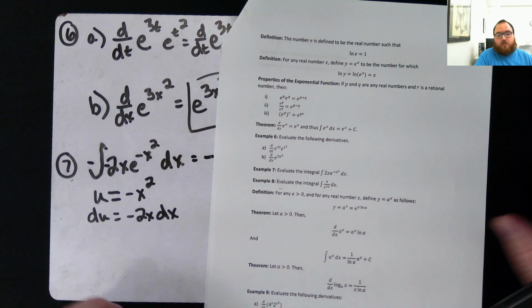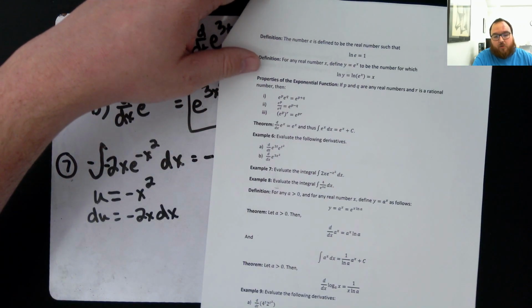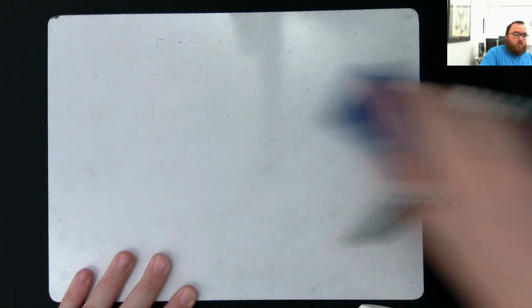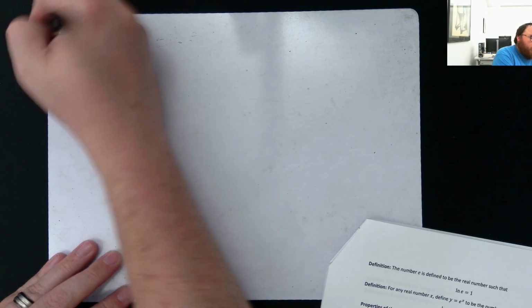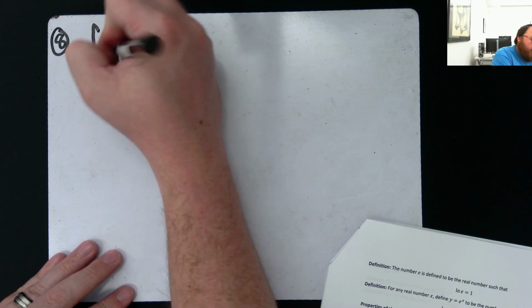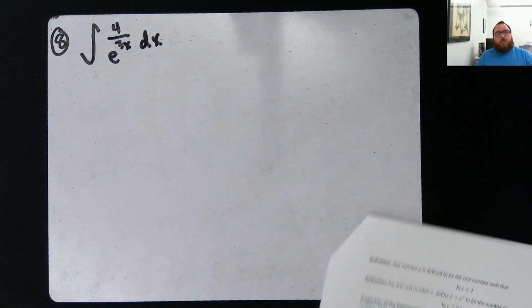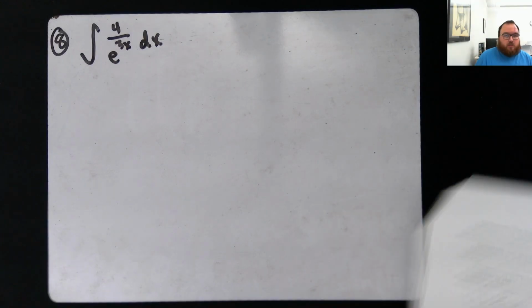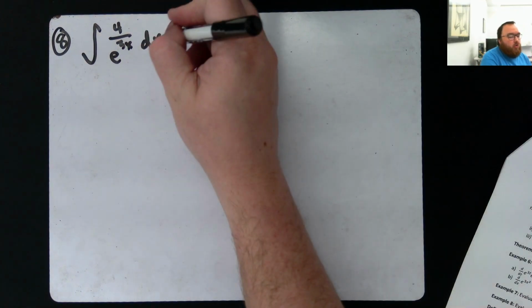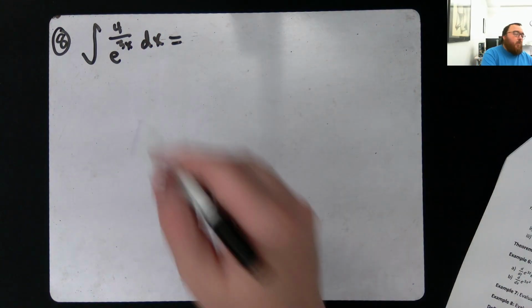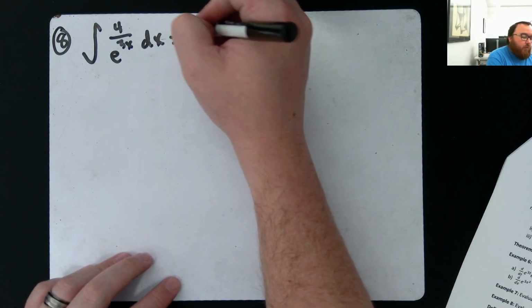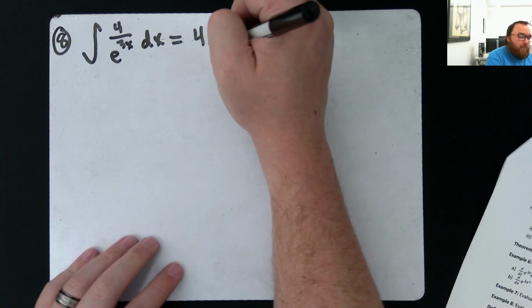Same thing with example number 8. Example number 8 says let's do the integral of 4 over e to the 3x. First of all, we don't really like things in the denominator, right? So it's always helpful if I can bring it up to the numerator, which I can do by making the power negative. 4 is a constant, so I can bring it out front. So I can bring this up by making it negative.